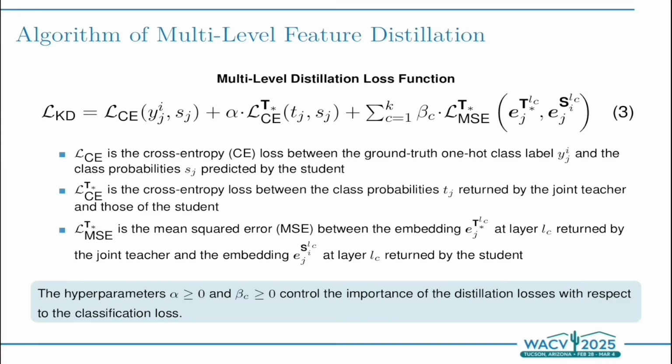The loss function for multi-level distillation uses 3 terms: a cross-entropy term between the ground truth and probabilities predicted by the student, another cross-entropy term between the class probabilities returned by the joint teacher and those of the student, and finally, the mean squared error at a certain representational level between the feature map of the joint teacher and the feature map of the student.